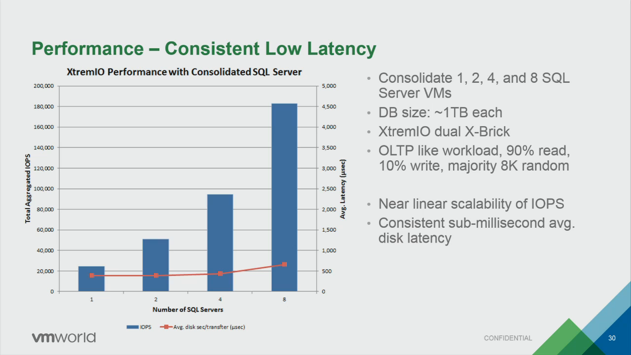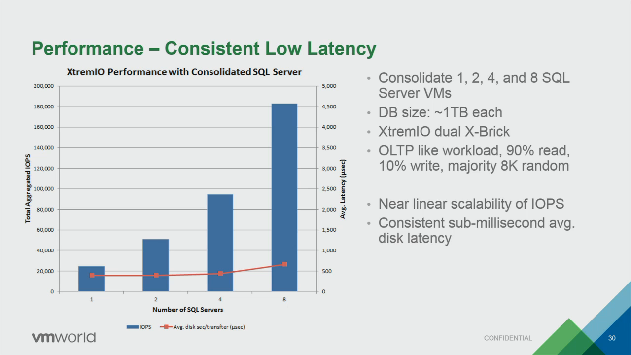What we did is that we started with a single SQL Server VM running an OLTP workload with a database of about 1 terabyte. And we gradually added additional VMs onto the system, with 2 VMs, 4 VMs, and up to 8 VMs. As the number of VMs increases and the consolidation increases, and the databases are competing for storage performance, we want to see how the storage scales and how the latency holds up from a performance perspective.